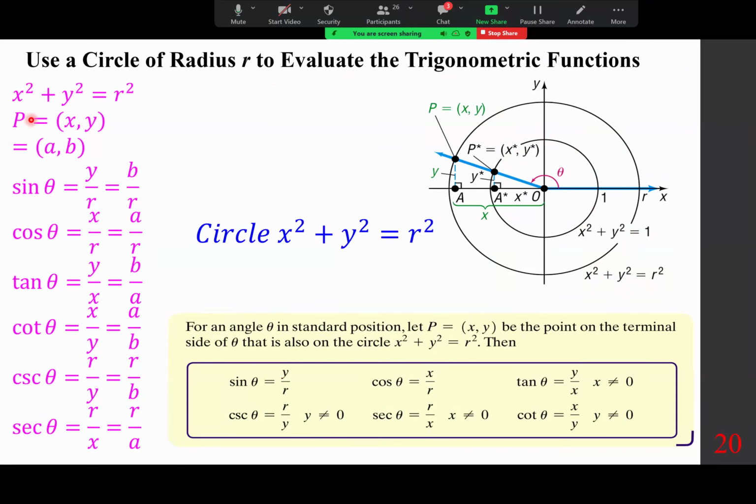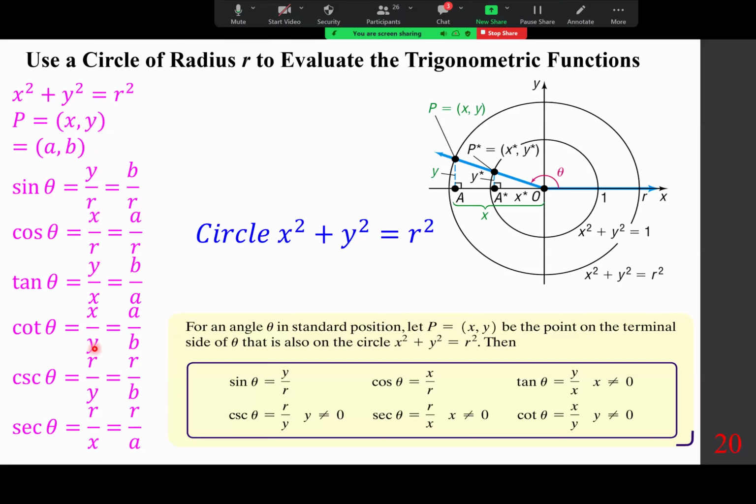When it's r squared, point P with coordinates x and y, we're going to call them a and b, okay? Sine, all of them get divided by r in essence. So instead of saying sine equals y, we say y over r, or b over r, the second coordinate. Cosine, instead of saying x, is x over r or a over r. The rest of them follow in the same manner. Tangent is still y over x. Because of the ratio, the r goes away.